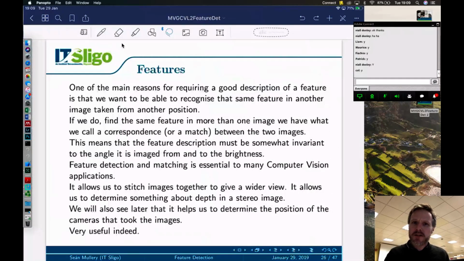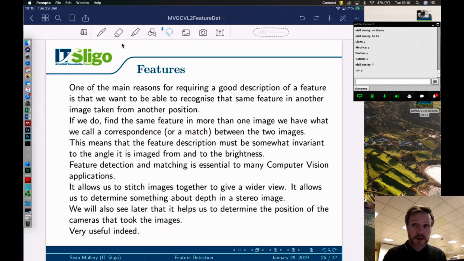One of the main reasons for acquiring a good description of a feature is that we want to be able to recognize the same feature in another image taken from another position. Part of the whole point of this course, multiple view geometry, is that we're going to be seeing things from multiple views. We want to be able to pick out the same thing in two different images, so that from there we can try and work out something about the world in 3D, despite the fact that we've only got two-dimensional images.